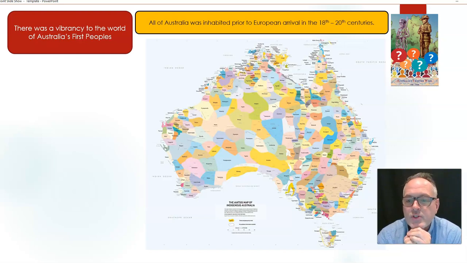First thing I want you to notice as you look at it is that the entirety of Australia was inhabited. The smaller the coloured areas represent the smaller territories, and often they were densely populated areas. The larger areas show larger territories, and these represent less populated areas.